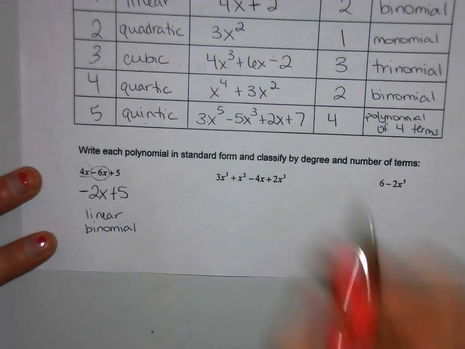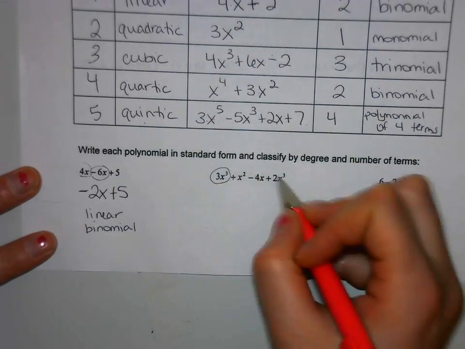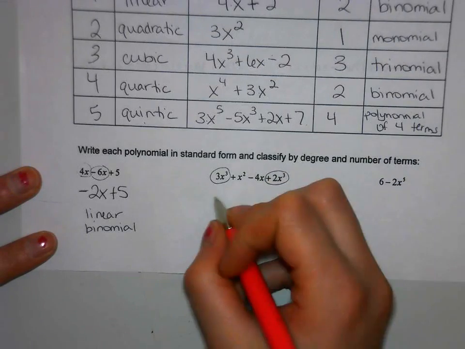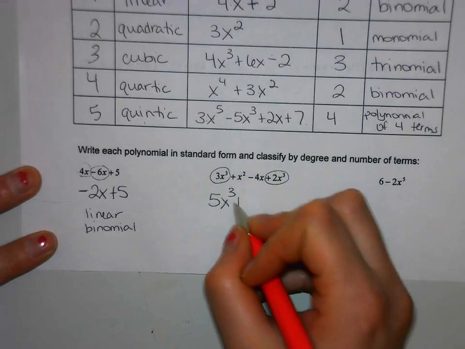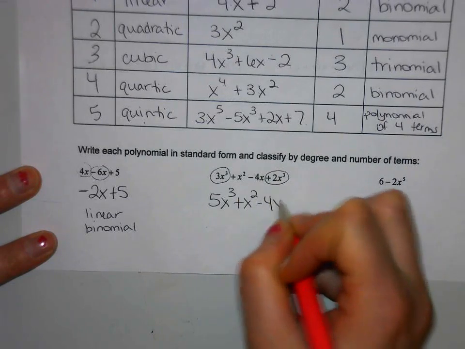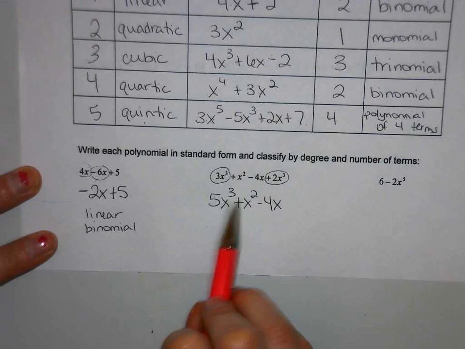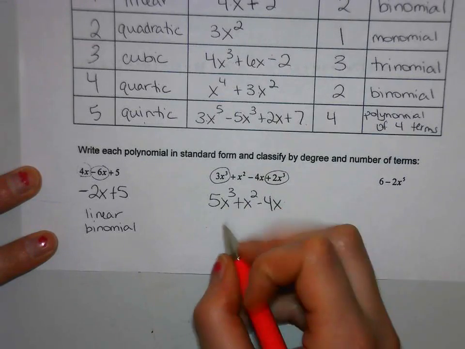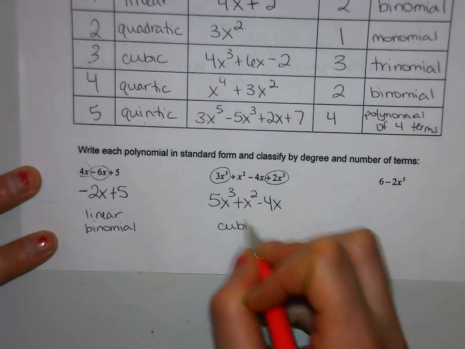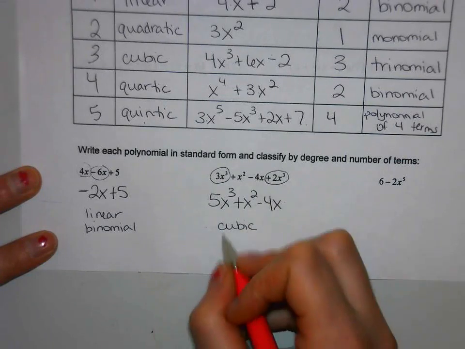Here, we can combine the 3x to the third and the 2x to the third to be 5x to the third. These don't combine together, so we're just still left with x squared minus 4x. They're in standard form because we're going 3, 2, 1. The highest degree is 3, so it's a cubic. And we have 1, 2, 3 terms, so it's a trinomial.